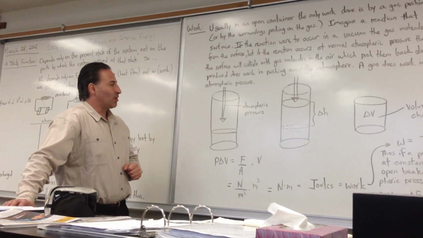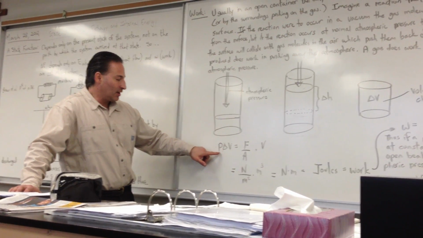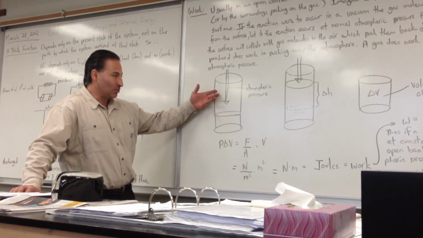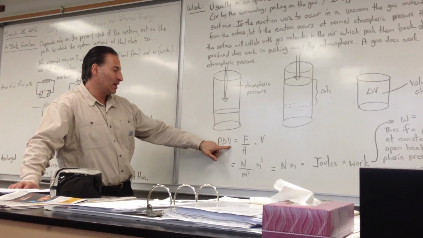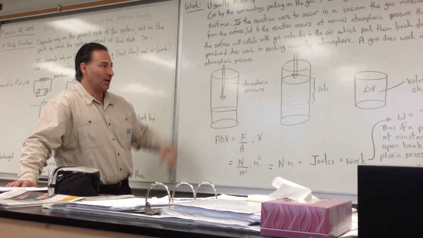And this is where we get the term P delta V. P is the pressure of the atmosphere, which the gas has to work against to come out of the reaction surface, and delta V is the amount of volume it ends up occupying after the reaction is over.